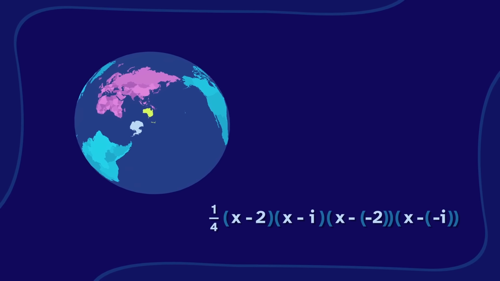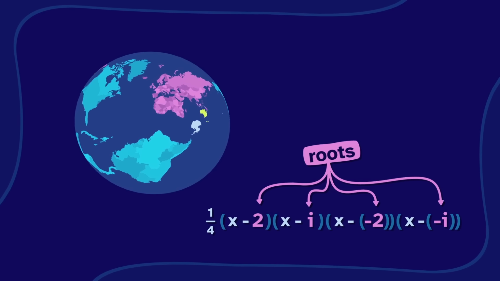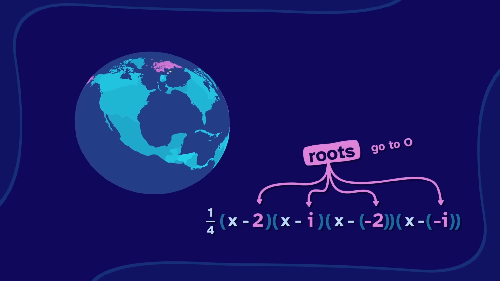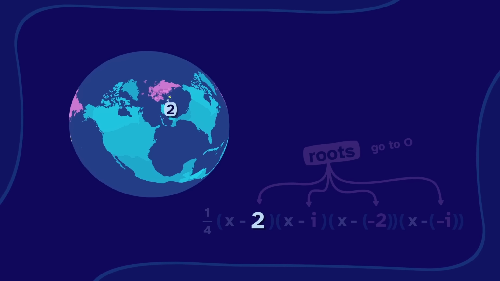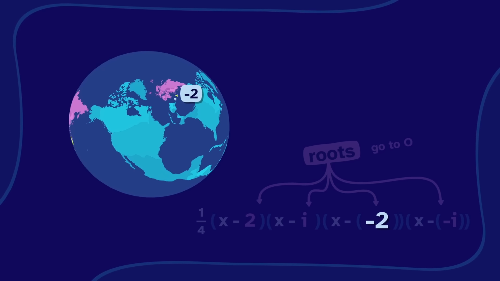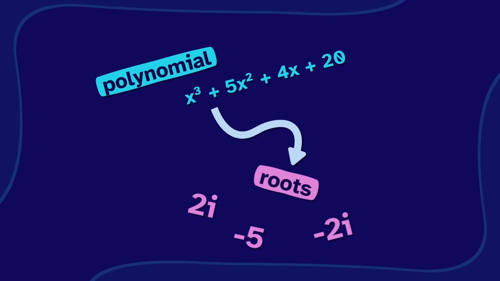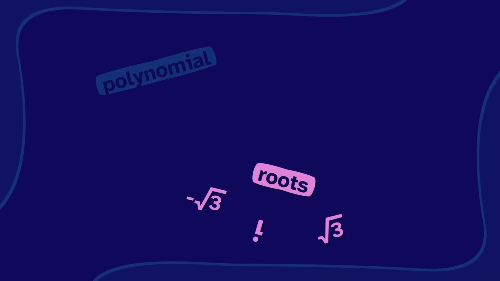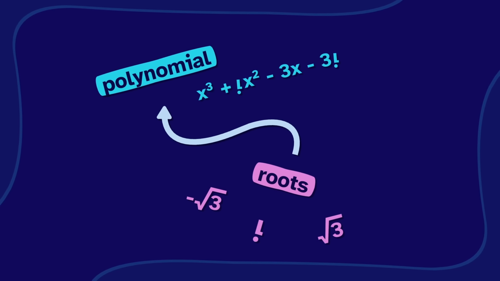And we can factor the polynomial to find its roots, the values that go to 0. And 0 is the middle of Antarctica, so we see an Antarctica at 2, at i, at negative 2. Given a polynomial, we can find its roots. But we can also go backwards. We can pick certain roots and use them to make a polynomial.